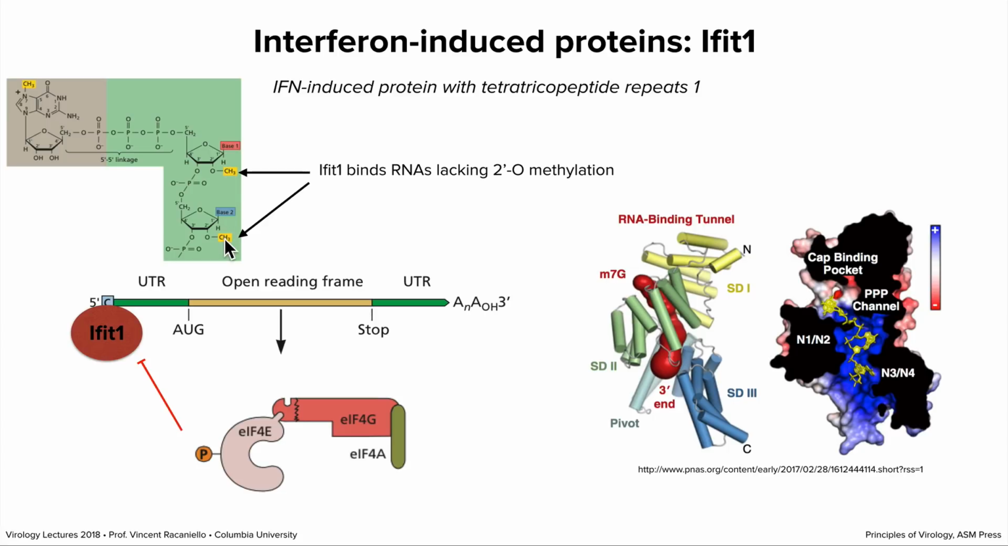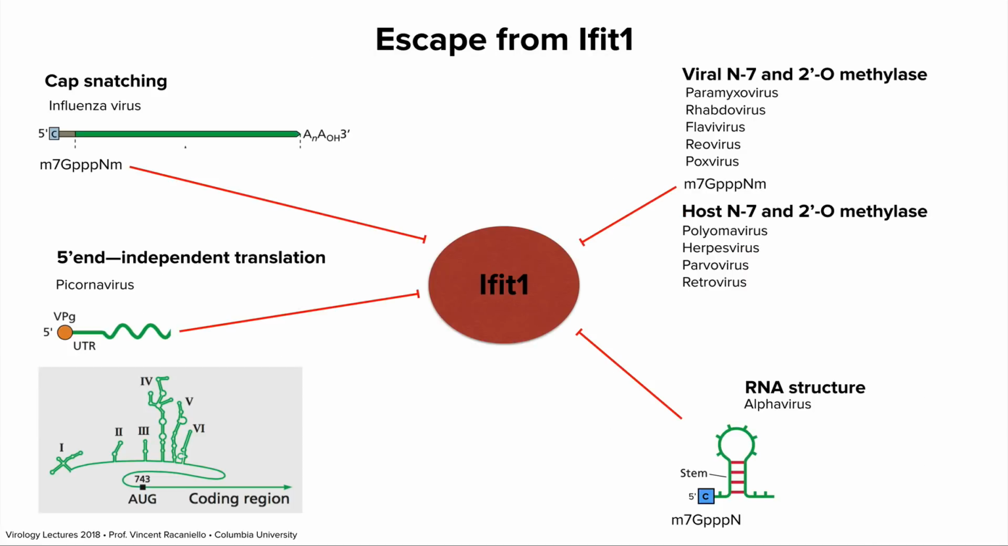But do you think that viruses can get around this? Of course they can. Here's some ways that they can. It's called escape from IFIT1. Influenza virus takes caps from host cell mRNAs. Remember, the primer for mRNA synthesis of influenza virus is a cap plus 10 or 13 bases from the host cell. Of course, these are methylated because they're derived from the host cell, so IFIT1 doesn't work. But coronaviruses don't even have caps. They don't care about IFIT1.